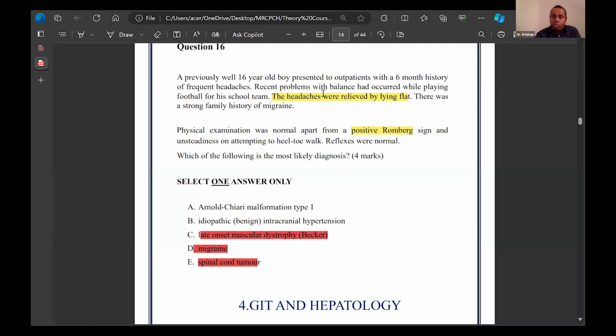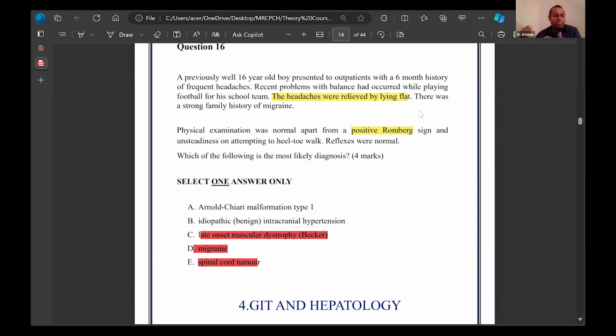Here it says the headache was relieved by lying flat. When you lie flat, the CSF leak will be less and there will be a good cushion around the brain, so the headache will be less severe. Also, with Arnold-Chiari malformation, there could be associated hydrocephalus and posterior fossa space occupying clinical signs.